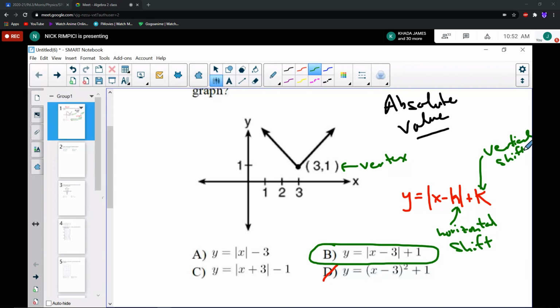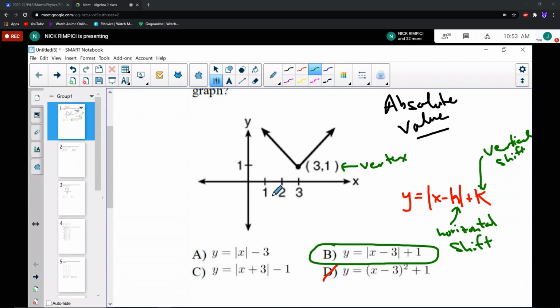Okay, so I have two shifts here, a horizontal and a vertical. The vertical is actually the easier of the two. When you make k positive, it pushes the graph up. When you make k negative, it pushes the graph down. So vertical shifting is normal. Horizontal shifting is backwards because of the negative sign. If you see minus h, it's going to push the graph right. If you see plus h, it's going to push the graph left.